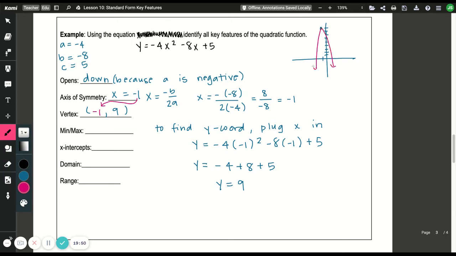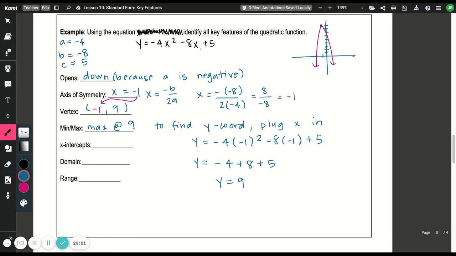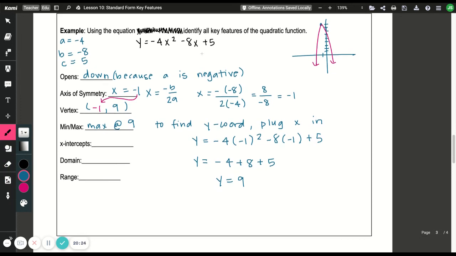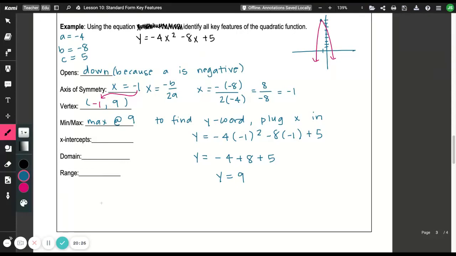But this graph has a highest point, so it has a maximum. And what is that highest point? That highest point is up here at 9 because we started at -1, 9. So the highest point is at 9. It has 2 x-intercepts, 1, 2, that I could see, but we have to actually solve for them. To solve for them, you can either use quadratic formula or factor. So you look at this equation and you decide which you like better. Do you like quadratic formula better, or do you like factoring better?